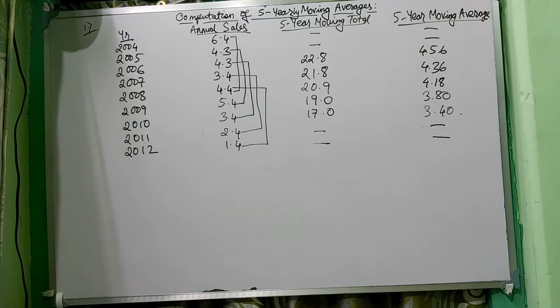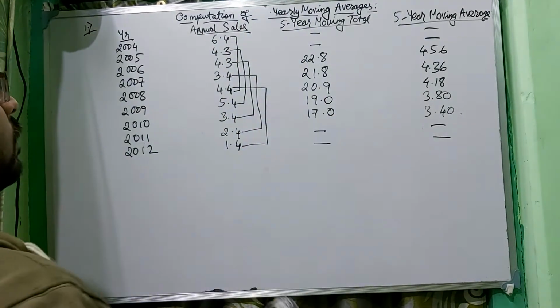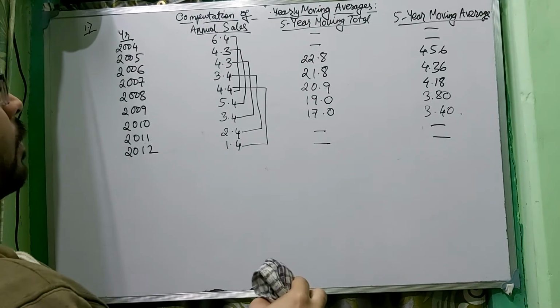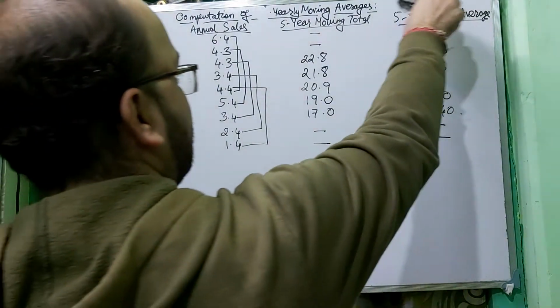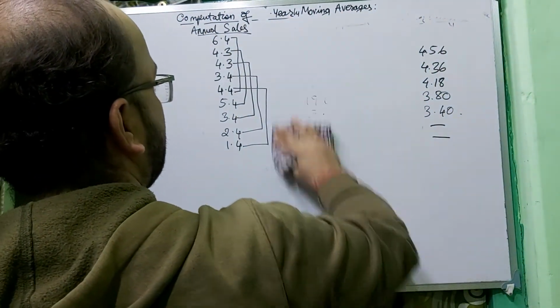If it is clear, now moving to the next sum, which says: using the 3 years moving average method, determine the trend and short-term fluctuations for the following data. Means you have to calculate the 3 years moving total, and also the trend and short-term fluctuations, whether there has been any fluctuations or not. It will be 3 years moving averages, in a shorter version.